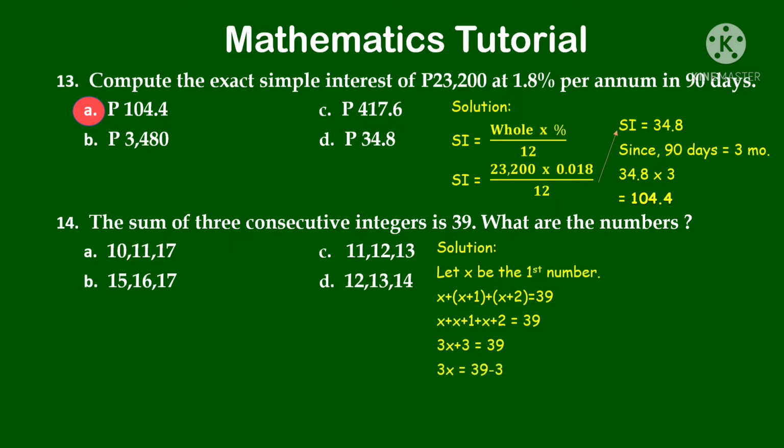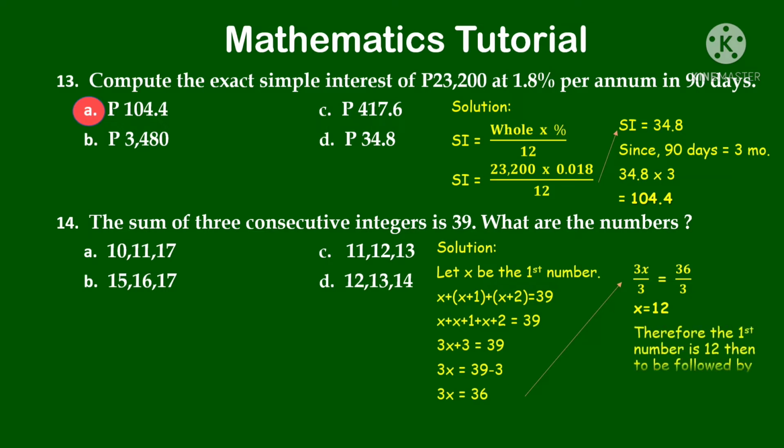Then you are going to transfer that 3 to the other side, regroup the similar terms, which is the 39 and 3, so 3x equals 36. Then divide both sides by 3 to eliminate 3. Then 36 divided by 3 is 12. Therefore, the first number is 12. So, 12 as the first number is on option letter D. So, that's the correct answer.